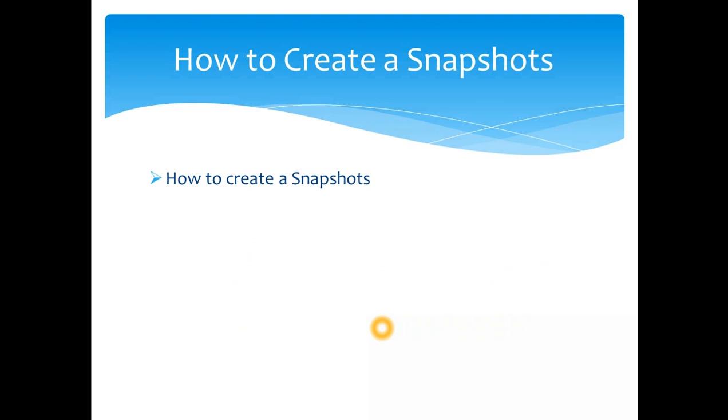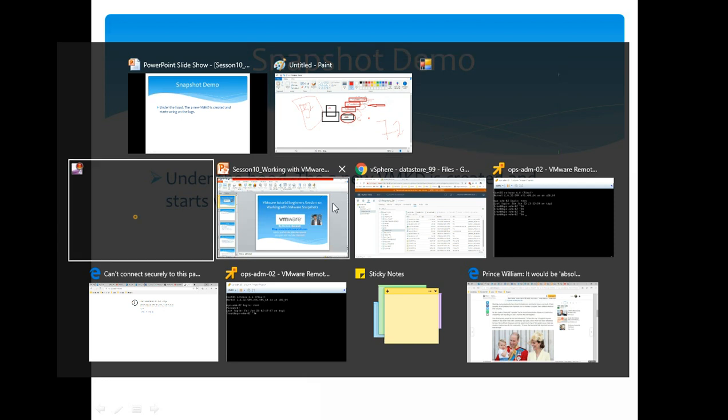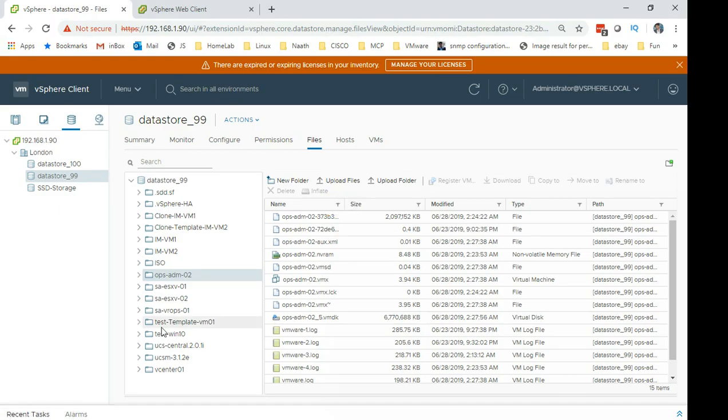Okay, so how to create a snapshot? Right click on the desired VM and then point to snapshot, and we are going to go through a demo which shows you under the hood what's actually going to happen. So as a demo, I'm going to use this virtual machine I have here, and if you see over here, it has this VMDK file which is around 8 gig, I think. Ops admin -2 underscore flat is the name of the virtual machine's original disk. Okay, so what we are going to do is go ahead and take a snapshot.